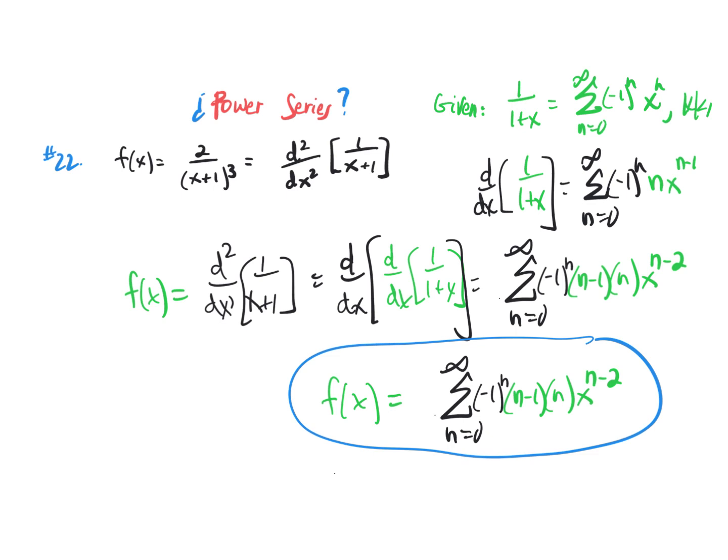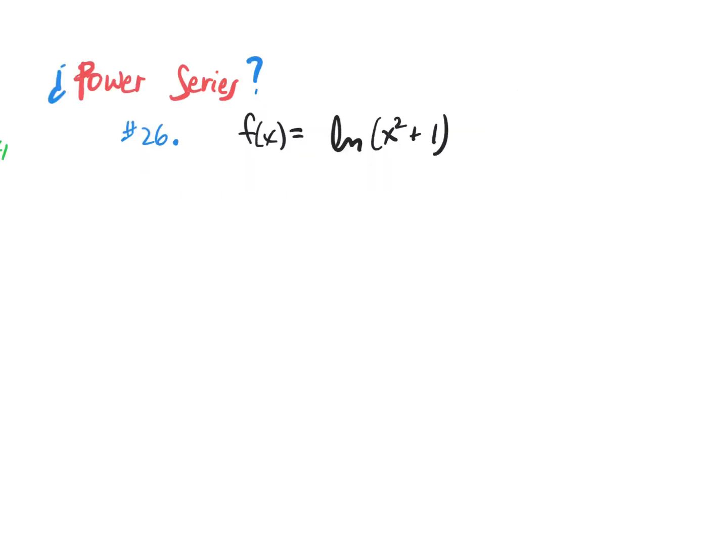Now let's check number 26. Find a power series for this function. Immediately, I hope you think it might be easier to find a power series for the derivative. And the derivative of the natural log of an expression is 1 over that expression, multiplied by the derivative of that expression, chain rule. So we have 1 over x squared plus 1 multiplied by 2x.